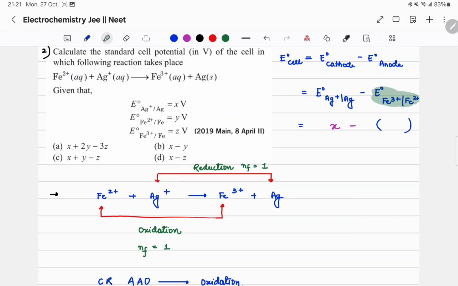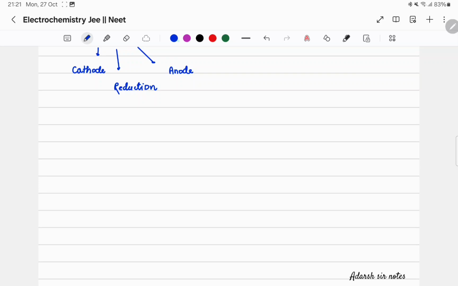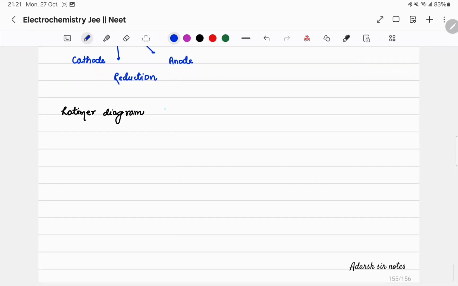For this I will take the help of the Latimer diagram. The Latimer diagram is not a very big deal, it's easy. Let's check what it is. If I write the Latimer diagram, just focus: Fe3 plus first converts into Fe2 plus, and the number of electrons exchanged is 1 only. Then Fe2 plus converts into Fe solid, and again the number of electrons exchanged is 2 here.